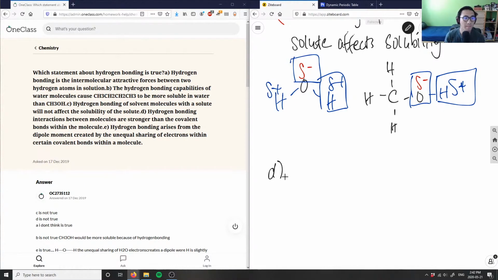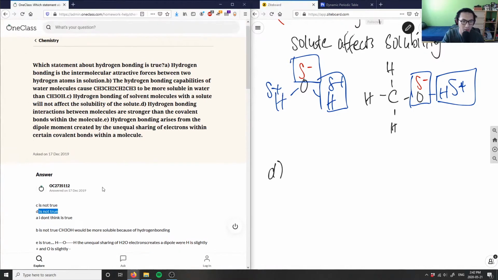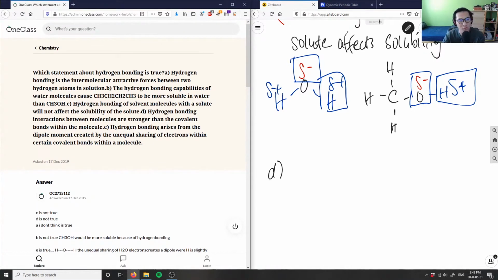Covalent bonds. Hydrogen bonding interactions between molecules are stronger than the covalent bonds within the molecule. So this statement here, they said, is not true. But I'm thinking of the wording here. Hydrogen bonding interactions between molecules are stronger than the covalent bonds within the molecule.